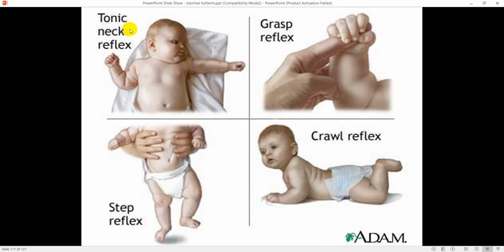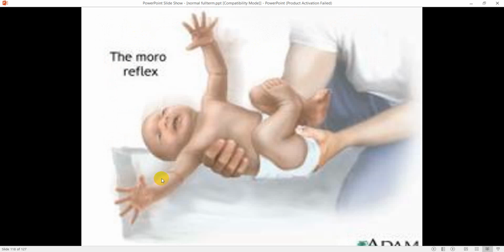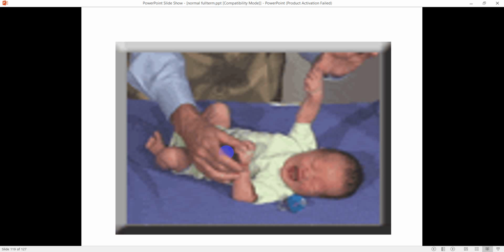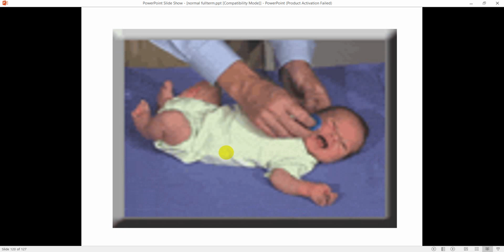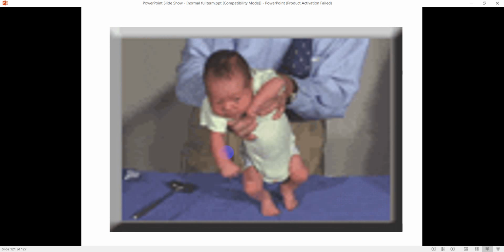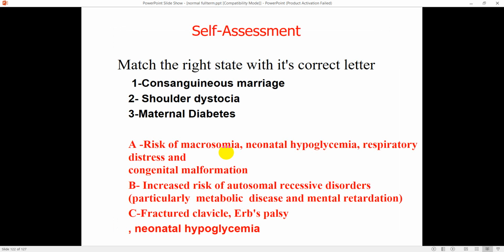This is tonic neck reflex. This is a grasp reflex. This is a stepping reflex. This is again moro reflex. Of course, we need to do these reflexes at the ward, but the pictures can help you in doing these reflexes later on. This is a grasp reflex, rooting reflex, stepping and walking reflex.